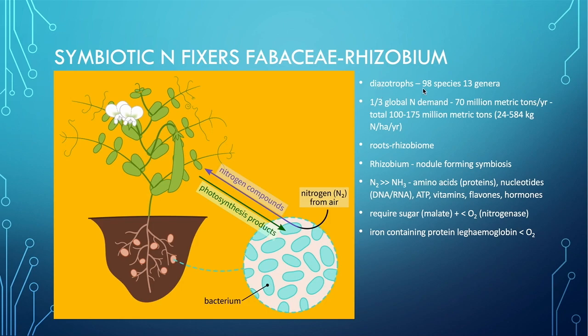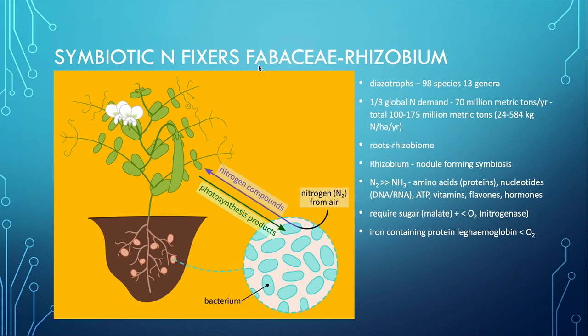And so 98 species in 13 genera are diazotrophs. So that means that they feed on dinitrogen. They fix that nitrogen. So one third of global nitrogen demand, which is 70 million metric tons per year, is produced by nitrogen-fixing bacteria. And that equates to up to 584 kilograms of nitrogen per hectare per year. So that's a huge addition of nitrogen being given to our crops through these bacterial processes.